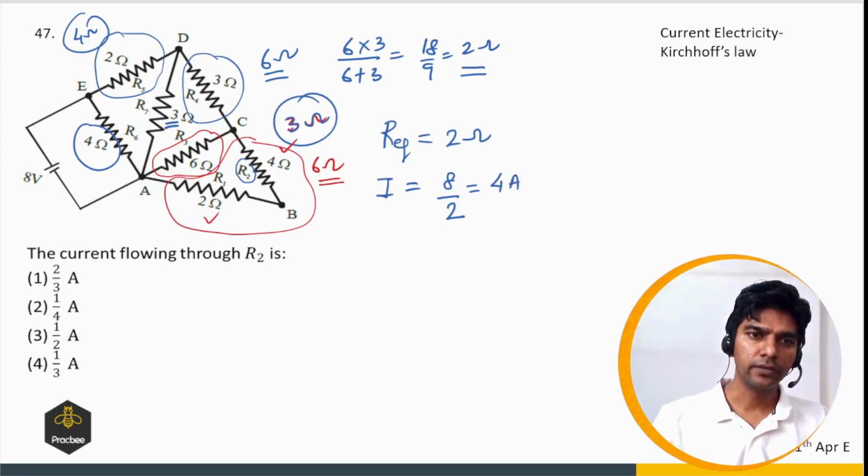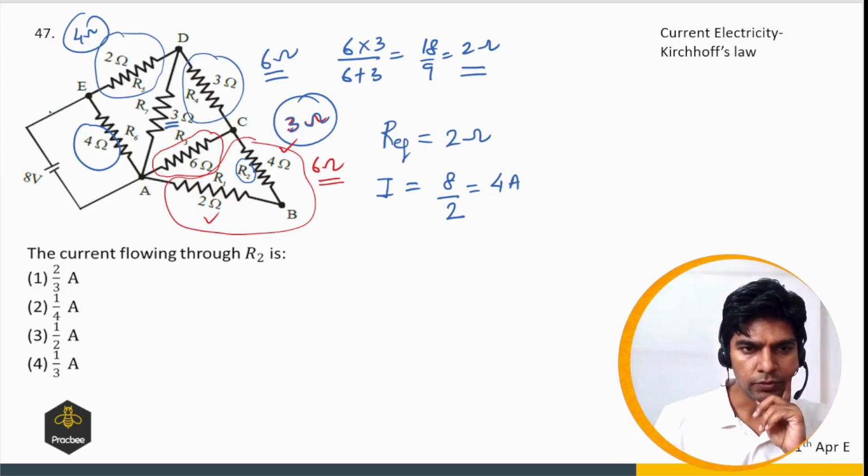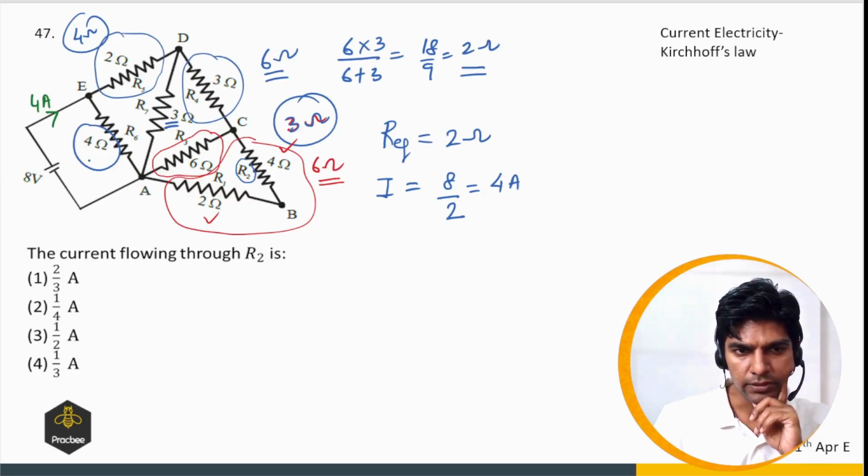Now let us divide the current. So here we have 4 ampere and we know that this 4 and this 4 are in parallel, so the current will divide equally. So here we'll be having 2 ampere, here we'll be having 2 ampere. Now this 2 ampere will divide between 6 and 3, right? So here we have 3 and this resistor is nothing but 6 ohms, right? So let me show it here.